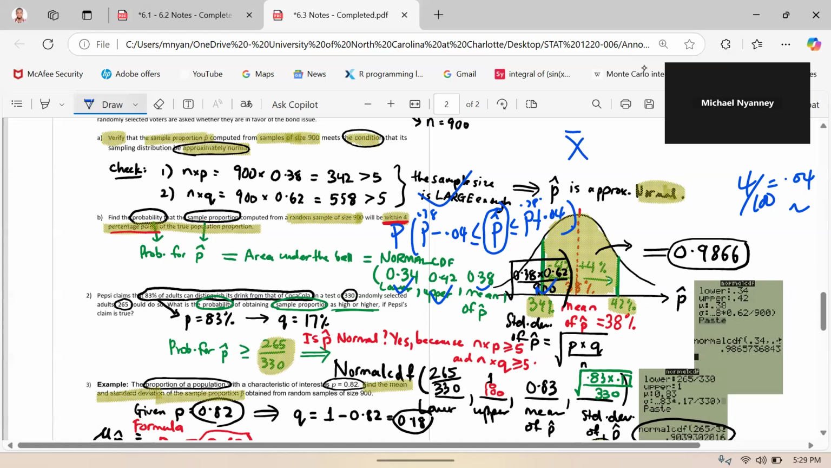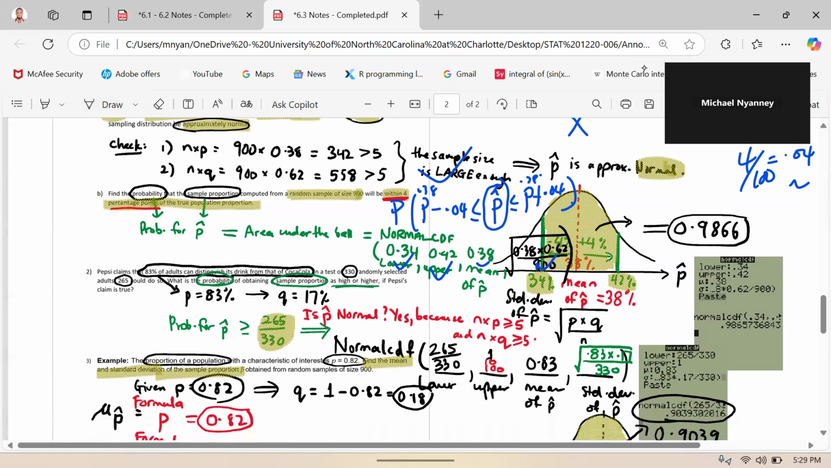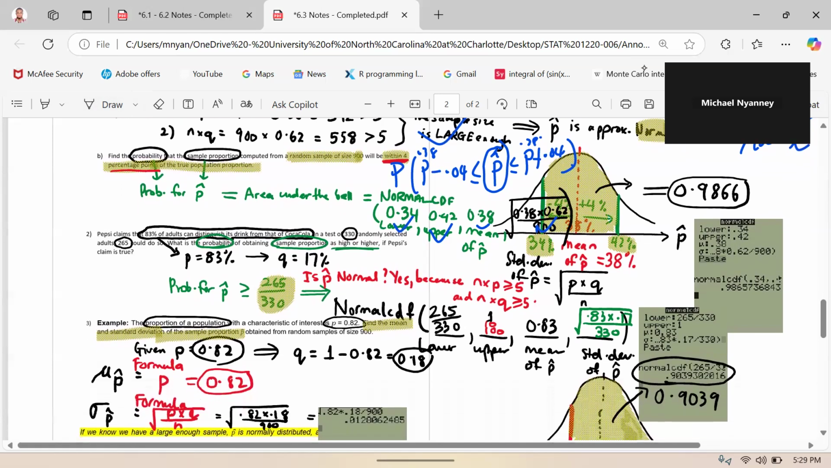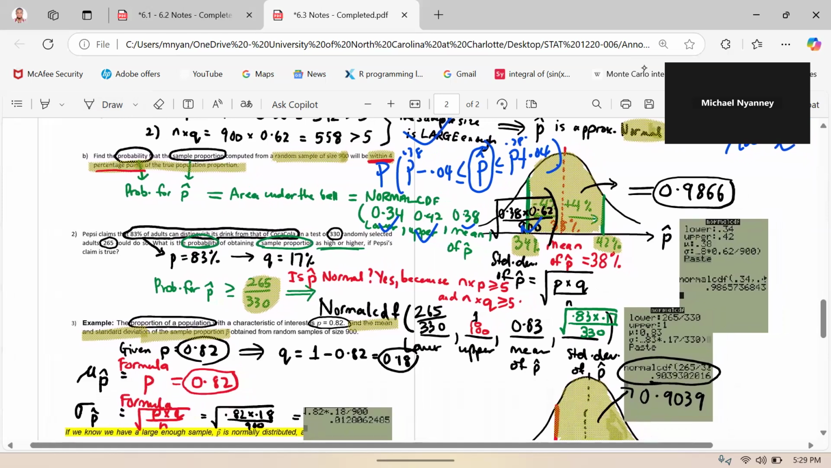Then if you have these values, you get your probability, which is very simple. You can use your calculator and get the answer. Okay, the same thing applies here. So we claim 0.3, which is the population proportion, and we pick a sample size of 330.